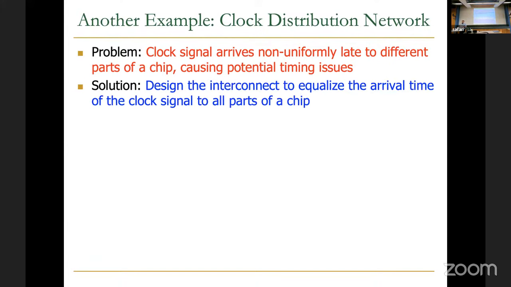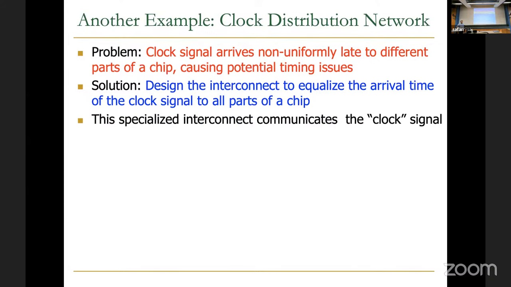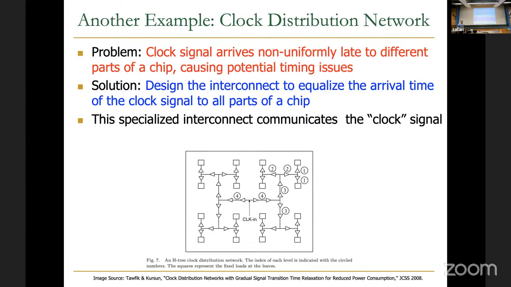And as a result of this clock skew, we need to make sure that we have a long latency. I mean, we should lower the clock frequency considering the effect of the clock skew issue, basically. So the solution is that we design the interconnect to equalize the arrival time of the clock signal to all parts of a chip. So that's why interconnecting the clock is very important. This specialized interconnect communicates the clock signal. This is a very common way of interconnecting the clock, which we call an H-tree. But essentially, there are also other ways of interconnecting clock signals, but I'm not going into that.